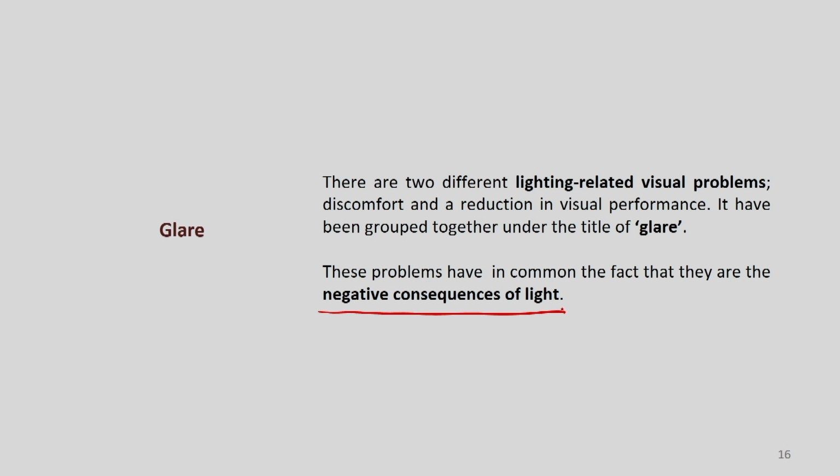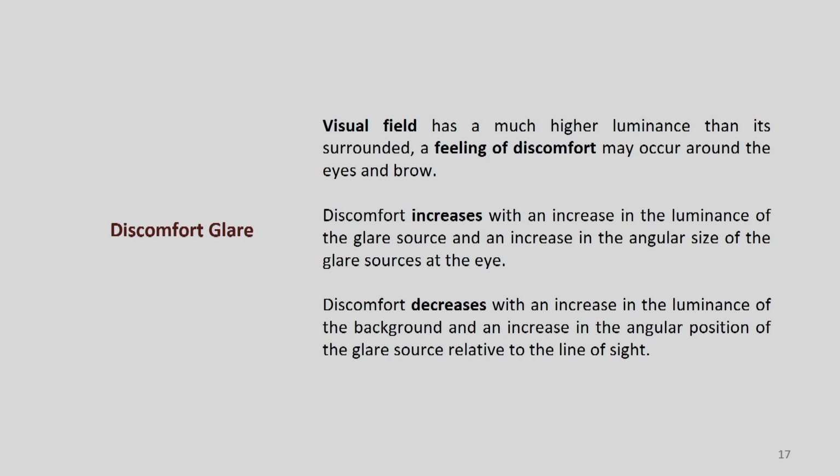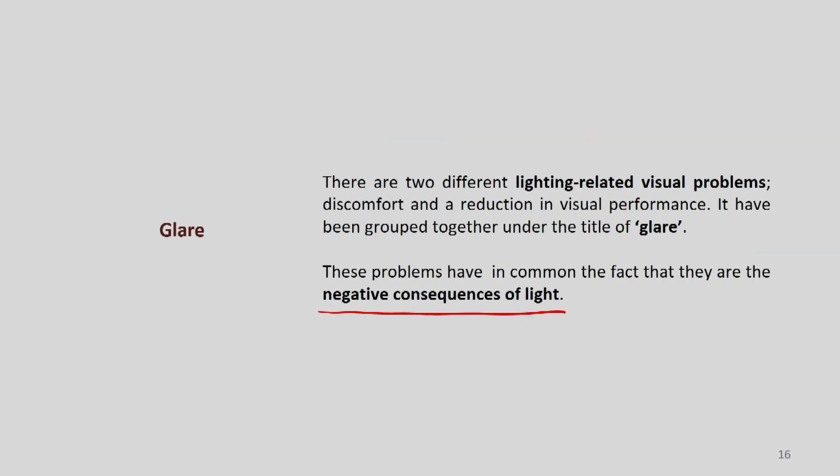Till now, whatever we were discussing, luminance, luminosity and all those things, helps a human being to see the object, perceive the object, understand the color, and work on it. But when we are talking about glare, it has a negative impact. Because of light, how human performance is getting affected. So, let us understand these two components: discomfort glare and the reduction in visual performance.